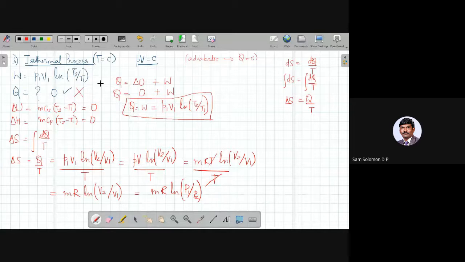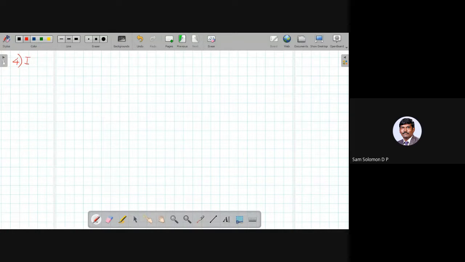So the next time, none of you should make this mistake. This is a common mistake everyone tends to make. They say Q equal to 0, but Q is not equal to 0. Q is equal to W, whereas delta U and delta H are 0. Is that clear? Okay. And then what we have is the isentropic process.